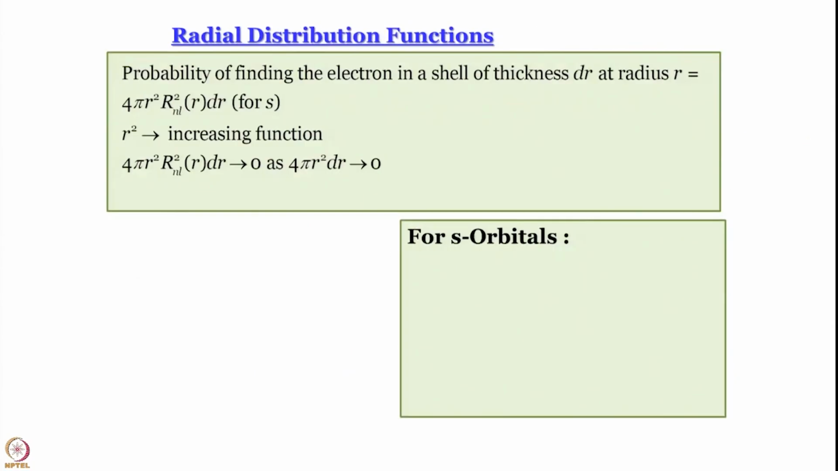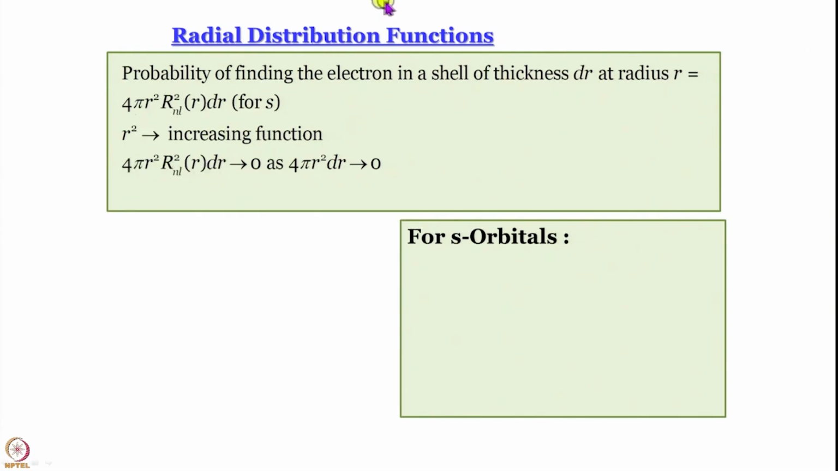Okay. So, now what we want to do is find the probability of finding the electron in a shell of thickness dr at radius r. This is what it boils down to. So, let us consider a shell of uniform thickness dr at different values of r. 4 pi r square into capital R square into dr, dr is a constant. So, this is for s orbital. For others this 4 pi will not come.